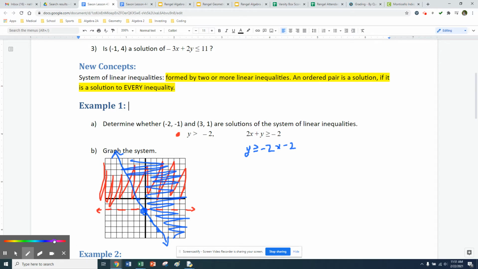Now lastly, I'm going to put in this pinkish purple. This is where the solution set lies. Anywhere where the graphs are overlapping is going to be where my solution set is. Now I'll go back and find out where these two points are. (-2, -1) is over here, which is not in the shaded region. (3, 1) is right here, which is right in the middle of that purple. Anything in that purple region is a solution to the system, so that would be a solution, and this one would not be a solution. In order to be a solution, the ordered pairs need to lie in that purple region.